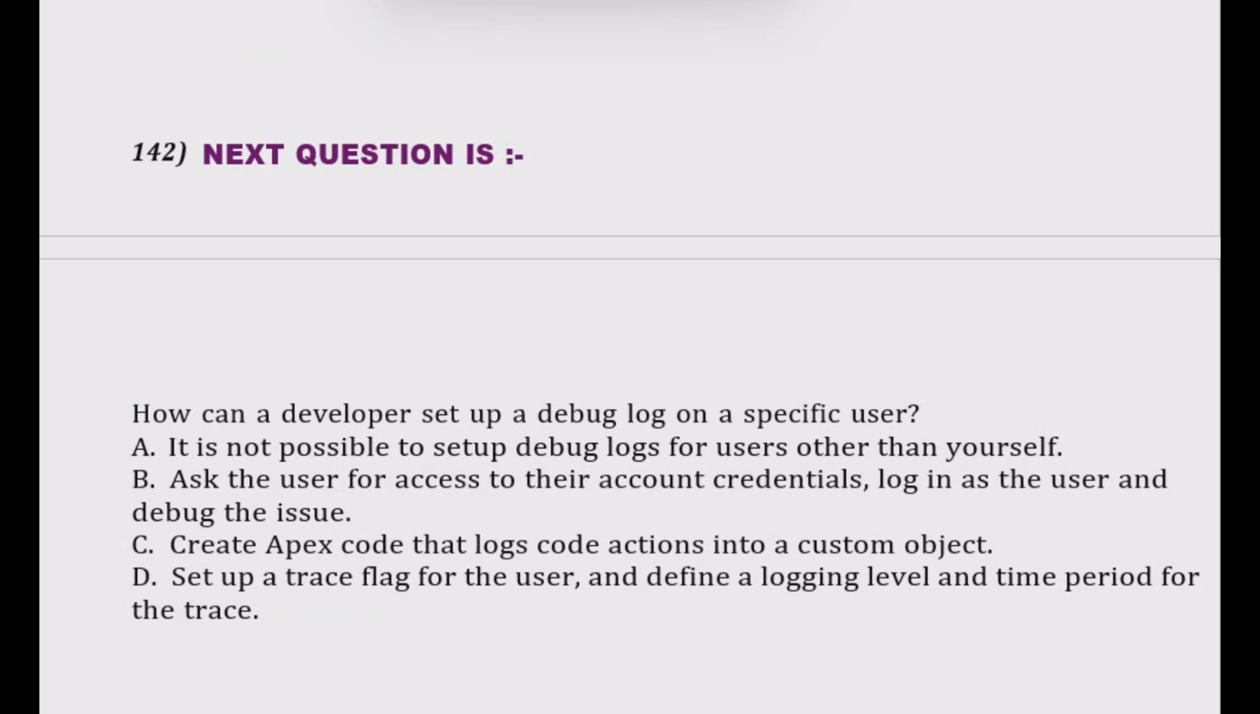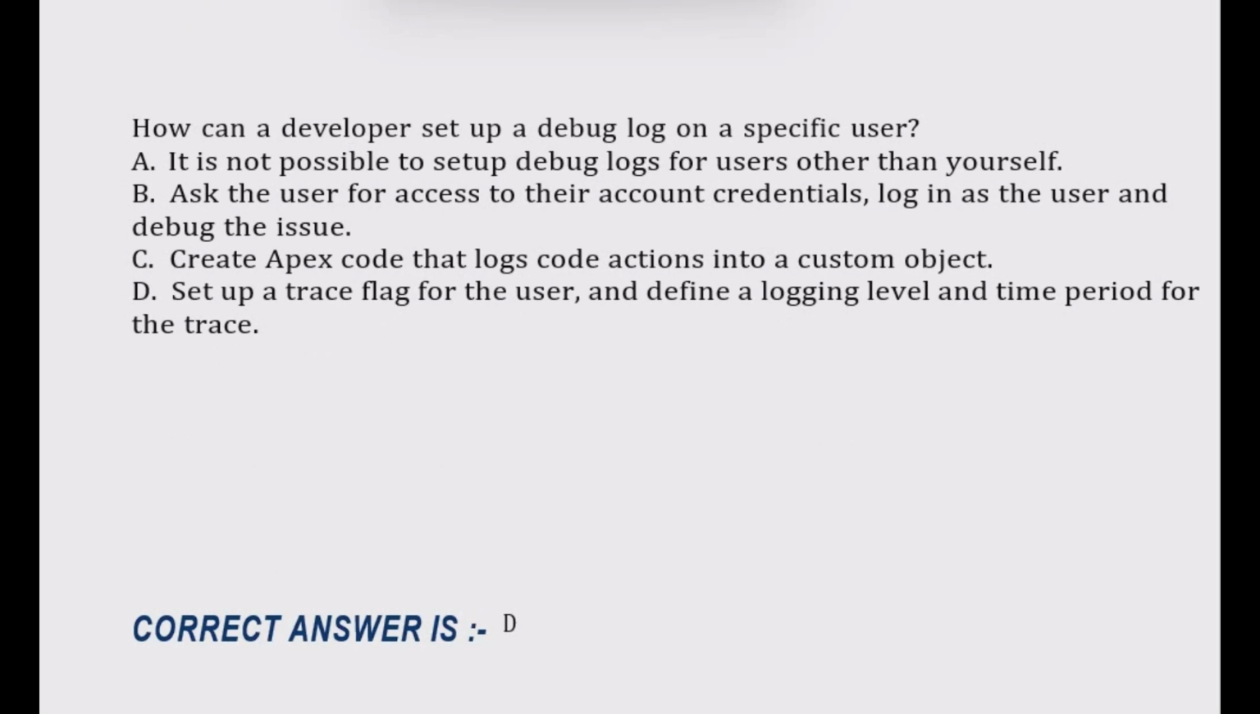Question is, how can a developer set up a debug log on a specific user? Option A, it is not possible to set up debug logs for users other than yourself. Option B, ask the user for access to their account credentials, log in as the user and debug the issue. Option C, create Apex code that logs code actions into a custom object. Option D, set up a trace flag for the user and define a logging level and time period for the trace. Correct answer is option D.